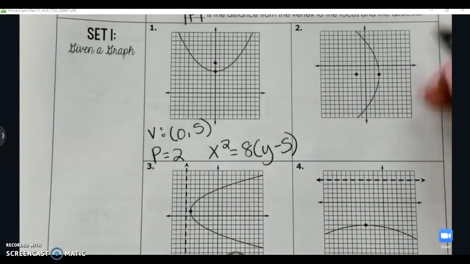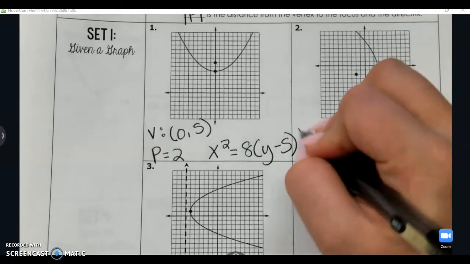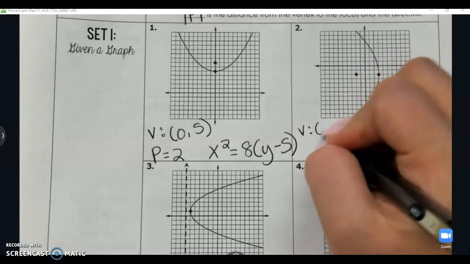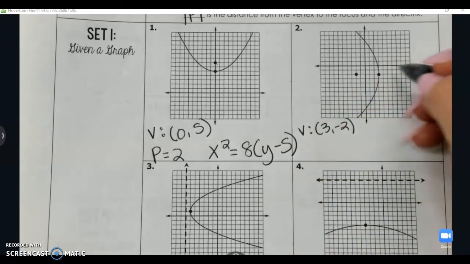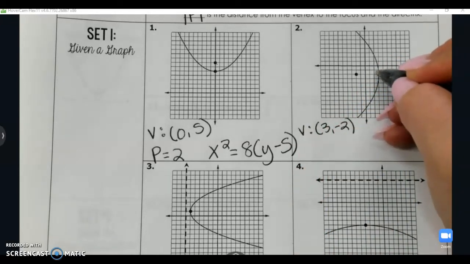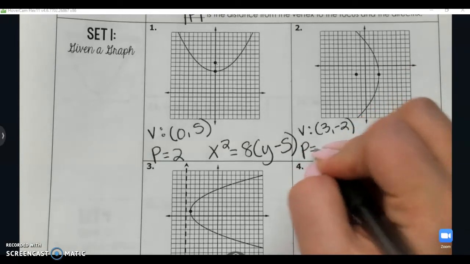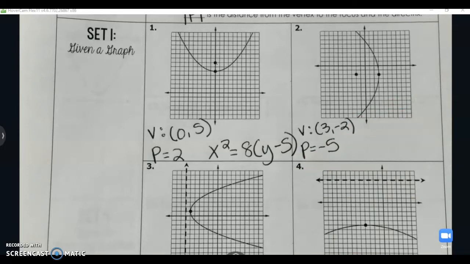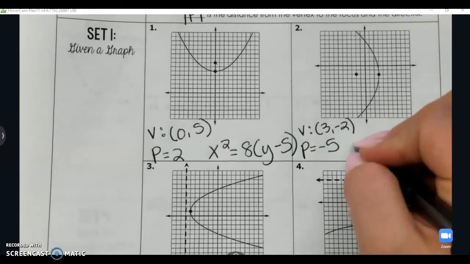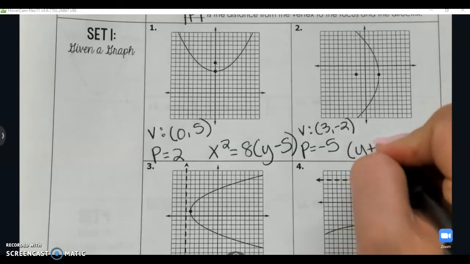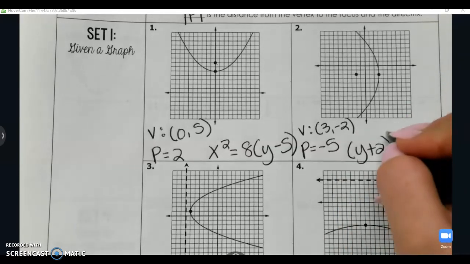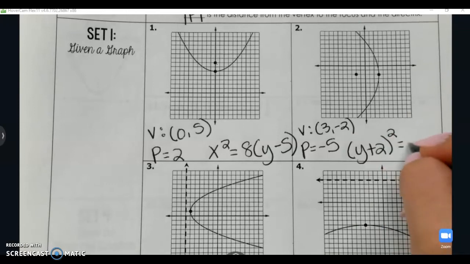Let's look at number 2. Again, this is a horizontal parabola open to the left. I'm given my vertex here, and it is at 3, -2. And our focus is 5 away, and because it's open to the left, it's going to be negative. So here's p, here's my vertex. Let's plug it into our horizontal parabola. So that's going to be y plus 2, because minus a negative is plus, equals -20, x minus 3.